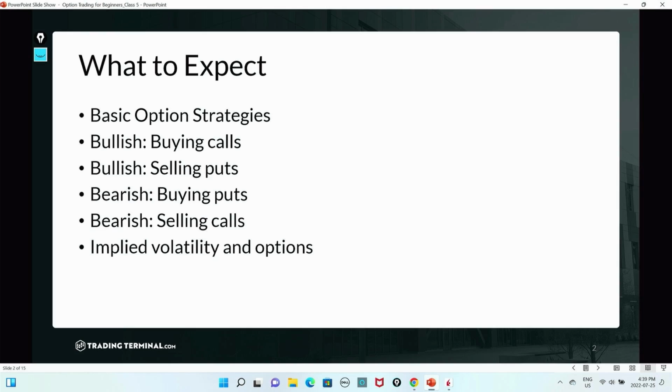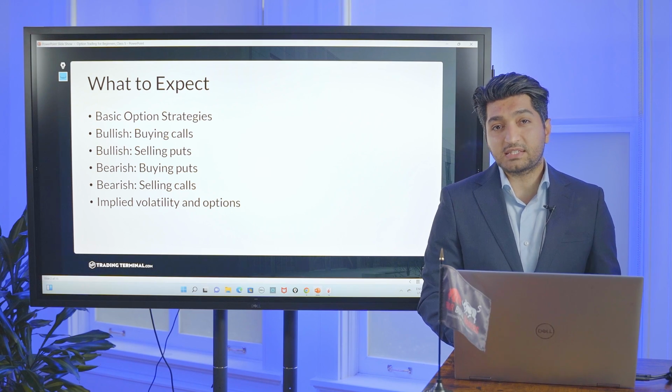We're going to talk about some key bullish strategies such as buying calls and selling puts. We're going to talk about some key bearish strategies such as buying puts and selling calls. And we're going to discuss when to use which strategy depending on what you're seeing on the chart as well as what you're seeing on an implied volatility basis. So let's get started.